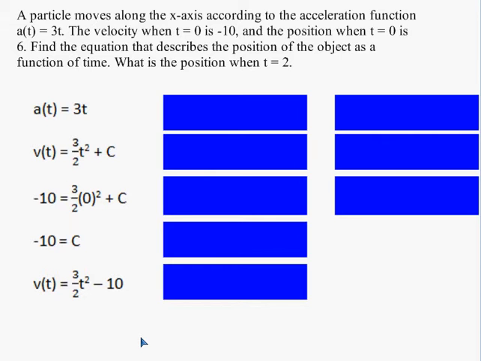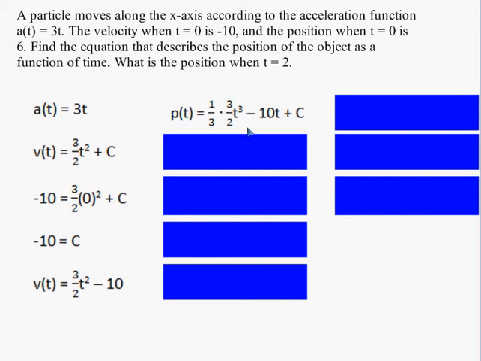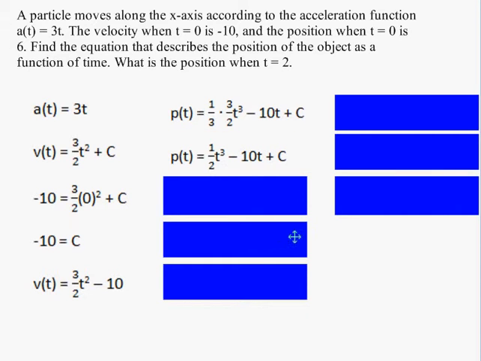We want to continue going because we want the position function. To find the position function, we take the integral of the velocity function. So here's the position function, with the work showing here. Taking the integral, we have 1/3 of 3/2 t cubed, so we're integrating this function here, minus 10t, and then we have plus c again. Simplifying the fractions there, the 3's cancel, we get 1/2 t cubed minus 10t plus c.